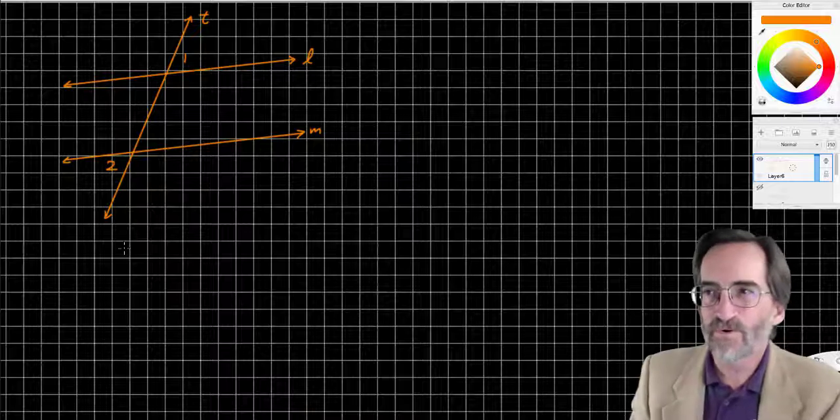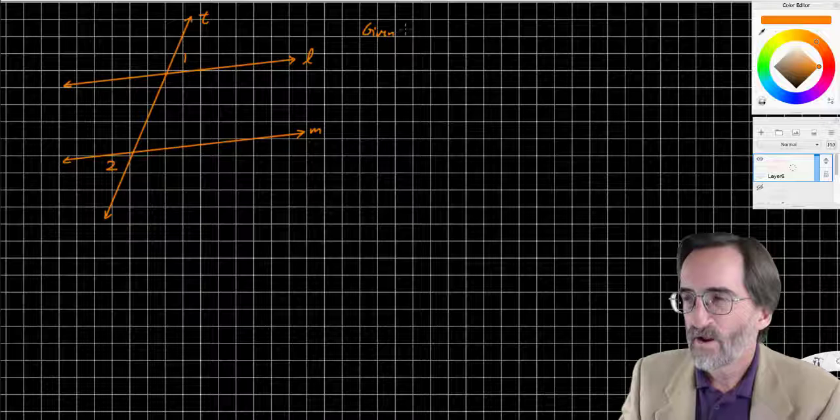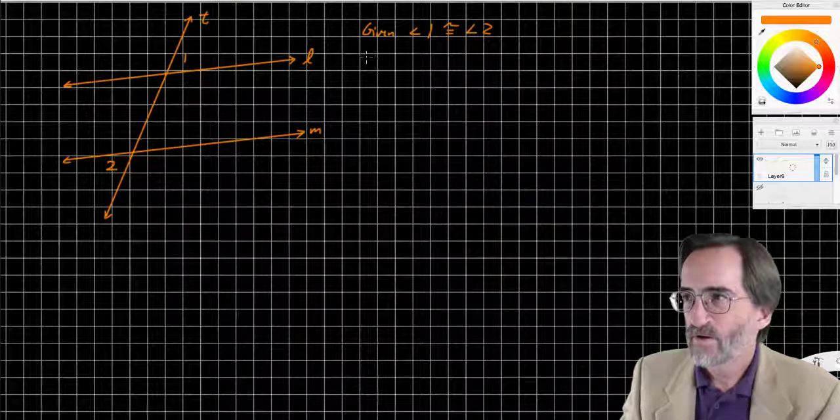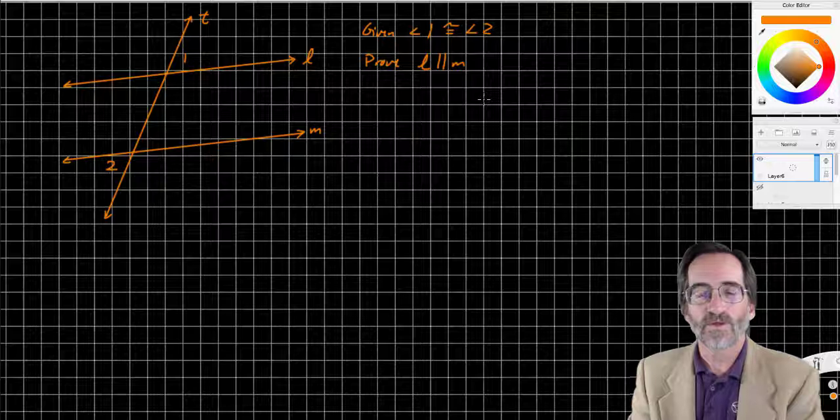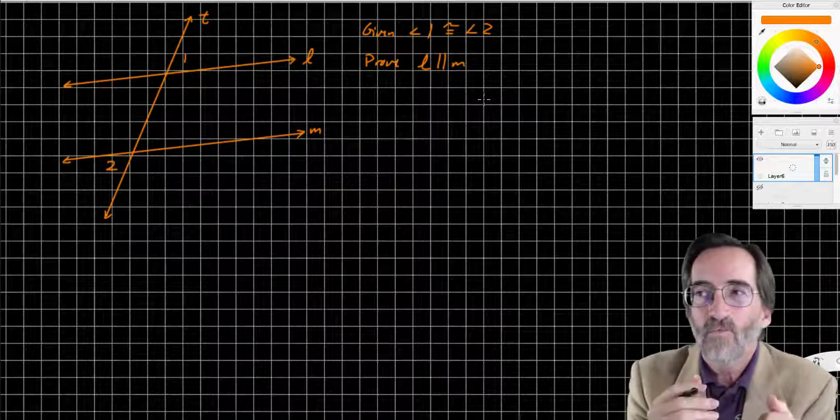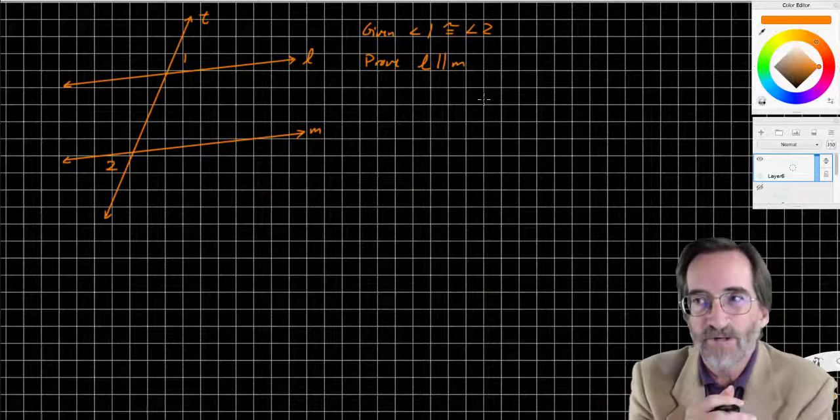Okay, and I want to prove, so here's our given. Given angle 1 is congruent to angle 2. Prove L is parallel to M. Okay, so the difference now is we don't start with L being parallel to M. We start with some angles being congruent or some angles being supplementary.